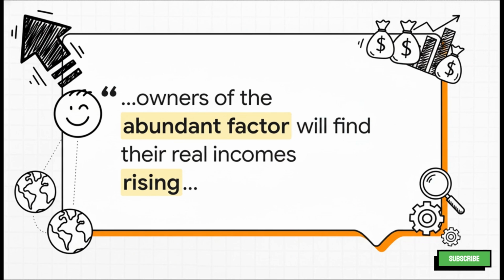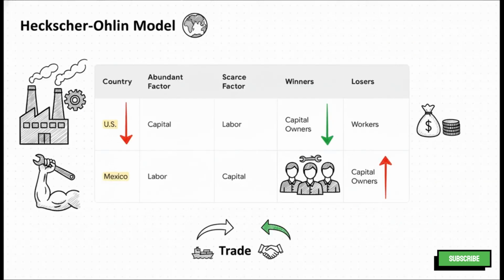The Stolper-Samuelson theorem tells us what happens inside a country. Get this. It says that free trade boosts the income of whichever factor a country has in abundance, but it lowers the income of the factor that's scarce. And what does that mean? It means trade creates clear winners and losers. This table makes it crystal clear.